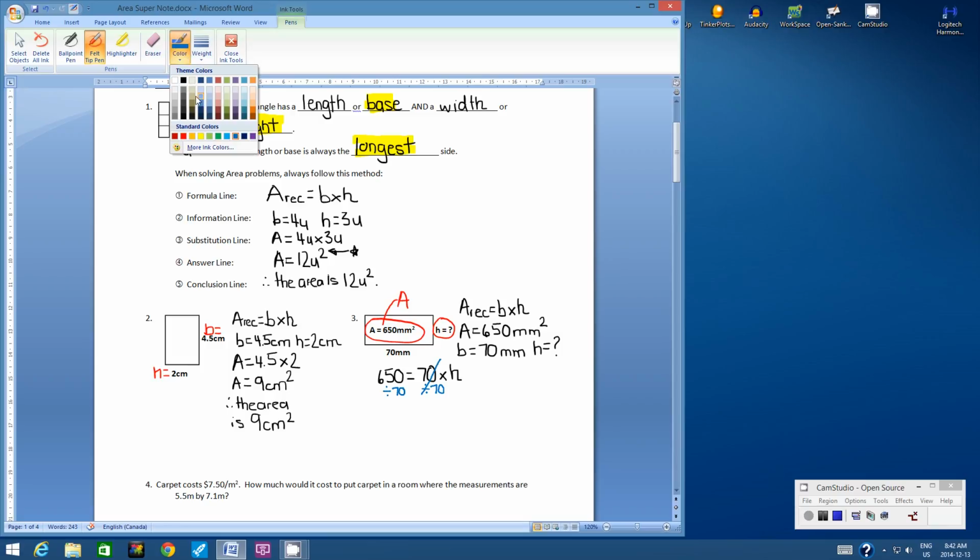So let's go to a second line for this solution. If times 70 divided by 70 cancels each other out, we have only h on the right-hand side, and that's what we wanted. We wanted to have h standing alone. We wanted to get rid of these numbers. So then using our calculator, if we divide 650 divided by 70, what do you get?